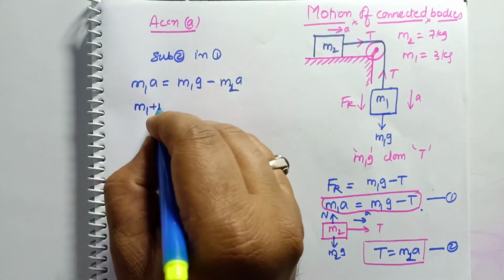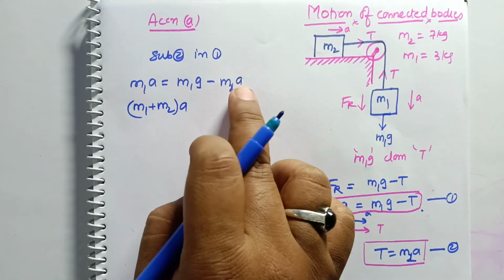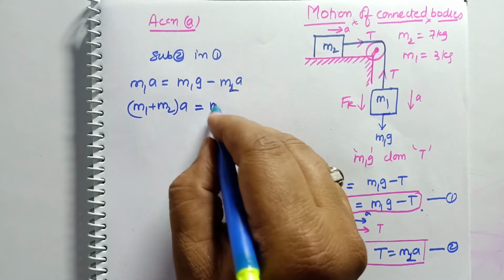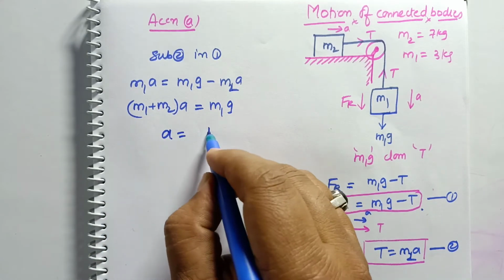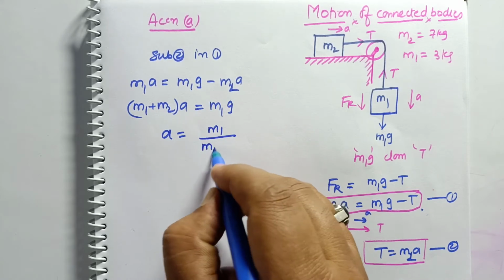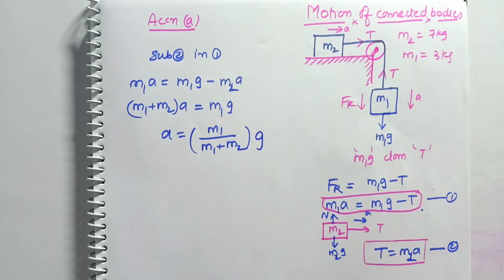So m1 plus m2 into a, because m2 goes to the left side, a is getting common. Therefore, what is left at the right side? Only m1 into g. Therefore, acceleration can be taken as m1 by m1 plus m2 into g. So we got the formula for acceleration.